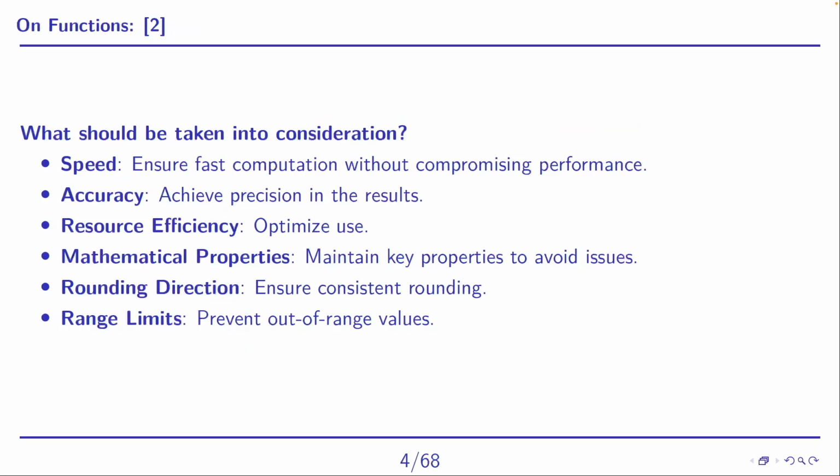Things that we should take into consideration whenever we are implementing these functions, and we can say that it's almost a general rule for most of the functions that we want to implement in computers, are, first, that we need speed. We want to have fast computations without compromising our result or the performance of the function per se. Then the accuracy whenever we are deriving our values. Resource efficiency, that we are using whatever we have to its most capacity. And mathematical properties, rounding direction and range limits, are more about just making sure that the implementation that we have is stable.